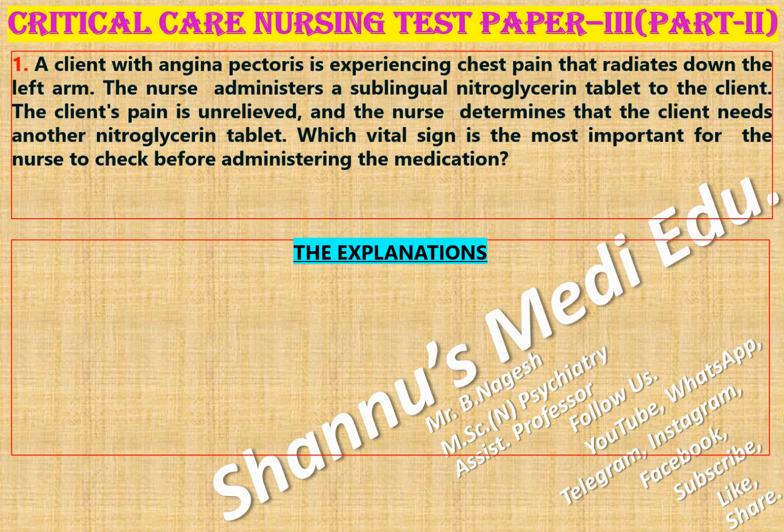Question number 1. A client with angina pectoris is experiencing chest pain that radiates down the left arm. The nurse administers a sublingual nitroglycerin tablet to the client. The client's pain is unrelieved. The nurse determines that the client needs another nitroglycerin tablet. Which vital sign is most important for the nurse to check before administering the medication?